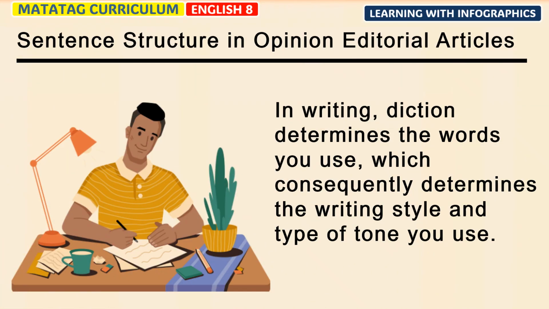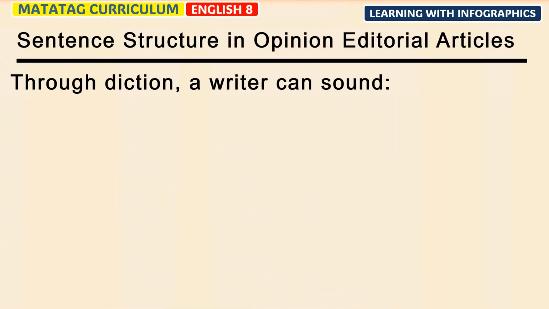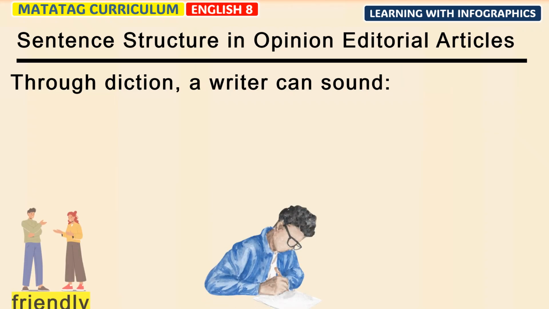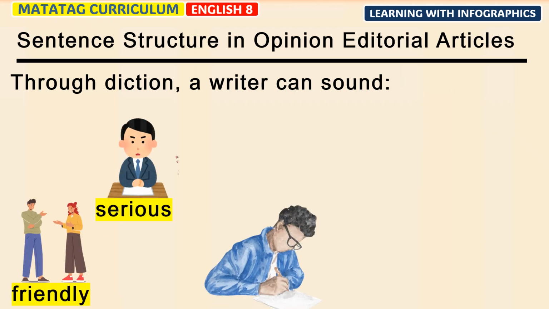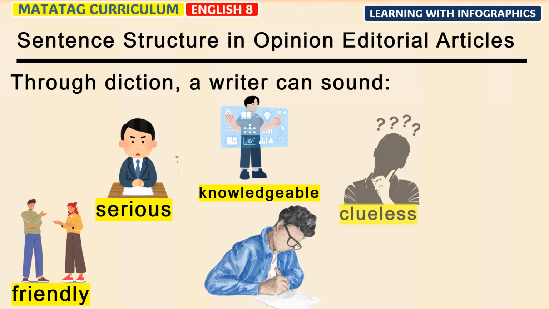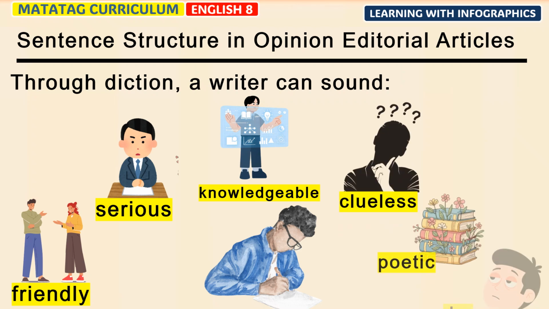Remember, in writing, diction determines the words you use, which consequently determines the writing style and type of tone you use. Through diction, a writer can sound friendly or serious, knowledgeable or clueless, poetic or dry.